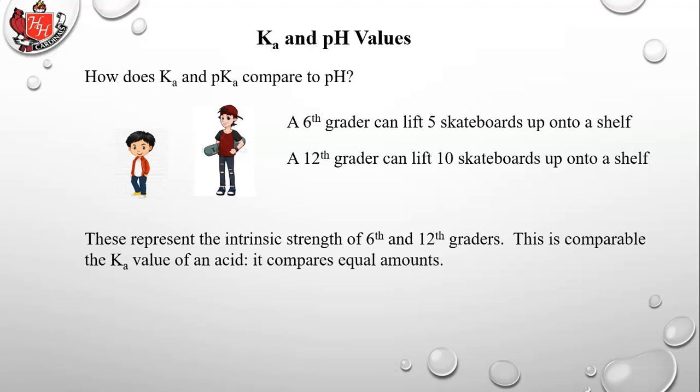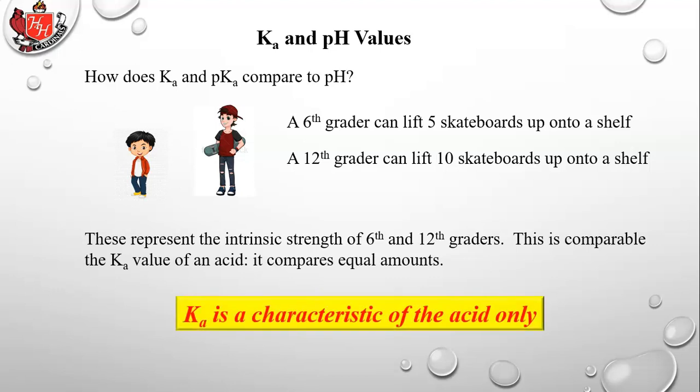So the Ka value for a particular acid doesn't ever change. For example, acetic acid has a Ka value of 1.8 times 10 to the negative 5th. You can look that up in your book. You can look it up on Google. It never changes. No matter what problem you're doing, that's the intrinsic strength or dissociation constant, Ka, for acetic acid. So Ka is a characteristic of the acid only.